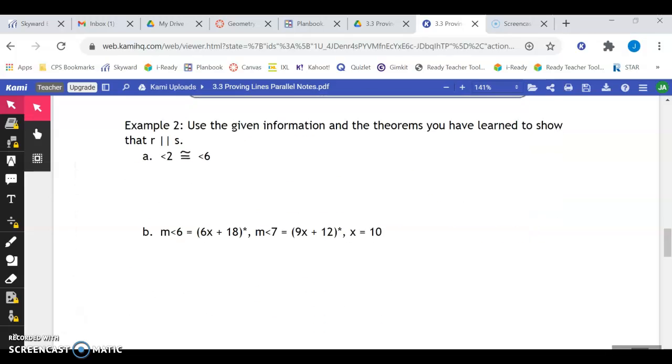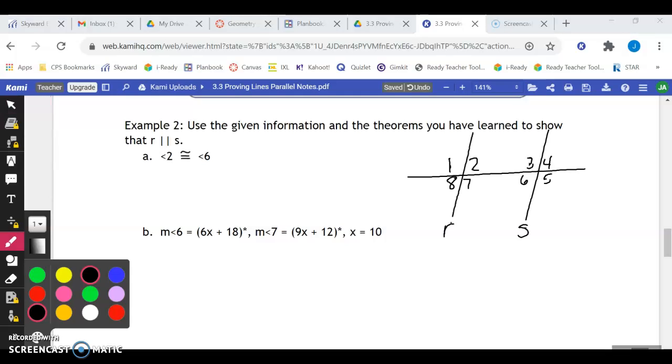So for example 2, we're going to use this given information and the theorems that we have learned to show that R is parallel to S. So this one is given that angle 2 is congruent to angle 6. So here is 2, here is 6. Those are on opposite sides of the transversal, so those are called alternates. Interior, because they're in the middle of our parallel lines, so interior angles.